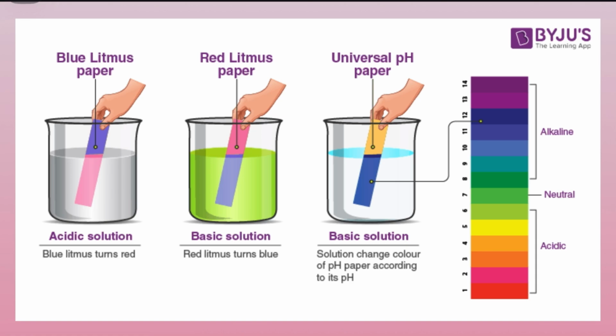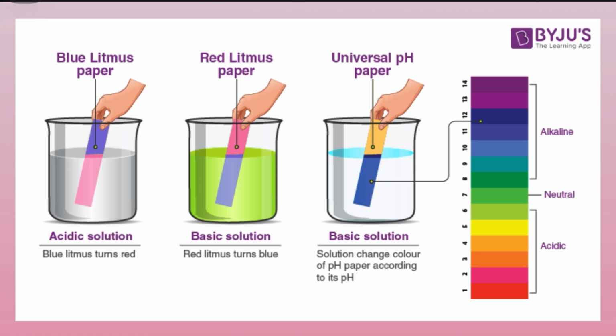Litmus paper is made of absorbent paper infused with a natural pH indicator dye extracted from lichens. The dye is called litmus, and lichens are a composite organism made of fungi and algae. Now, litmus paper works by changing color when it comes into contact with acidic or basic substances.